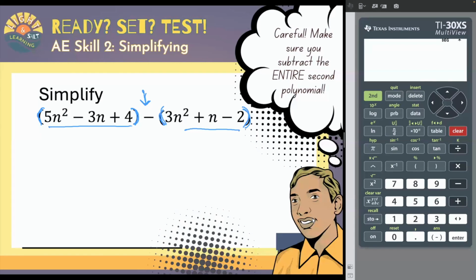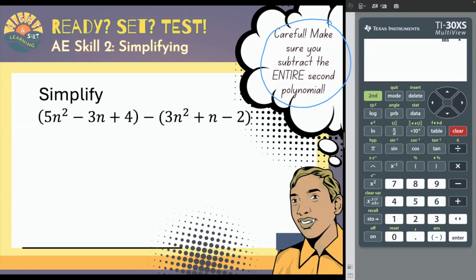Now, that being said, a lot of students would just drop these parentheses because, hey, we can just drop the parentheses when we are adding. Can't we just do the same thing when we're multiplying? No, because like this dude is trying to remind you, you're subtracting this entire expression. And another way you can think of it is it's like you're distributing a negative or a negative one, but dropping those parentheses will have a consequence.